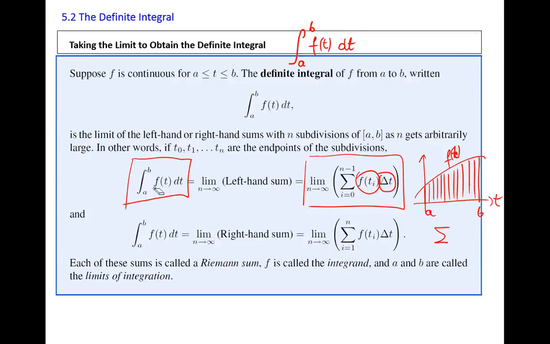The function that we're integrating, we call the integrand. And A and B are the limits of integration. This slide is telling me the new words, the new terminology. But practically, whatever we will do, we will probably do everything we did in section 5.1, because in order to estimate a definite integral, we have to estimate the area under the curve.